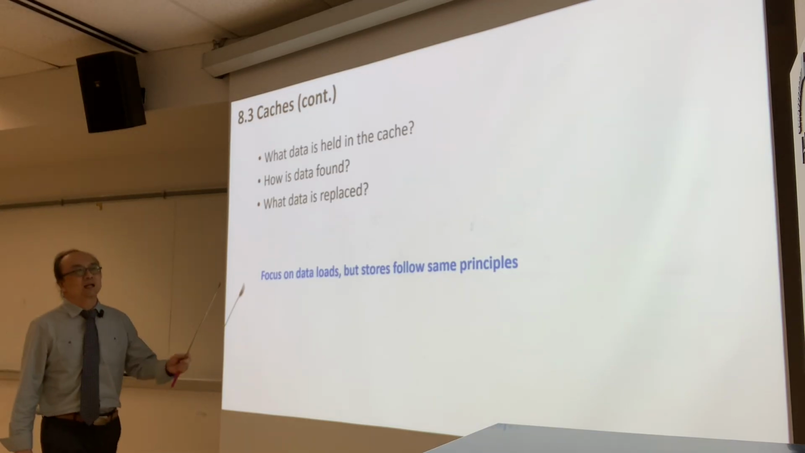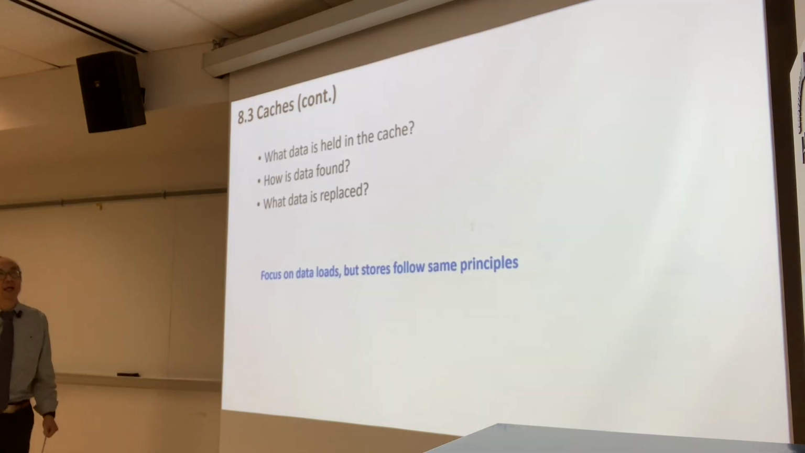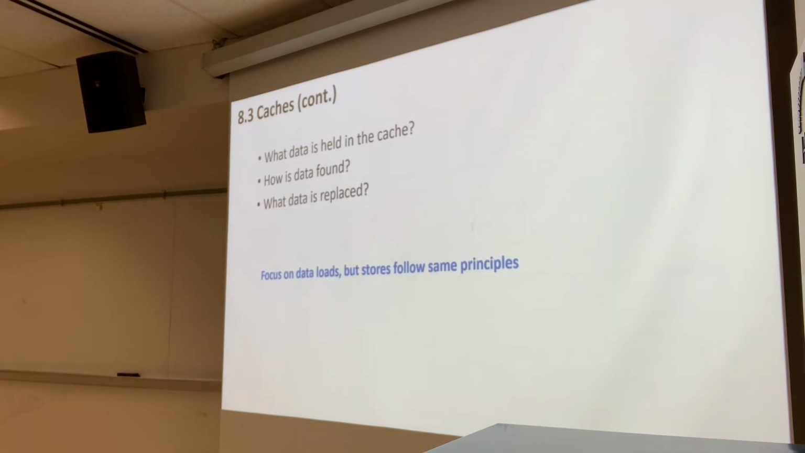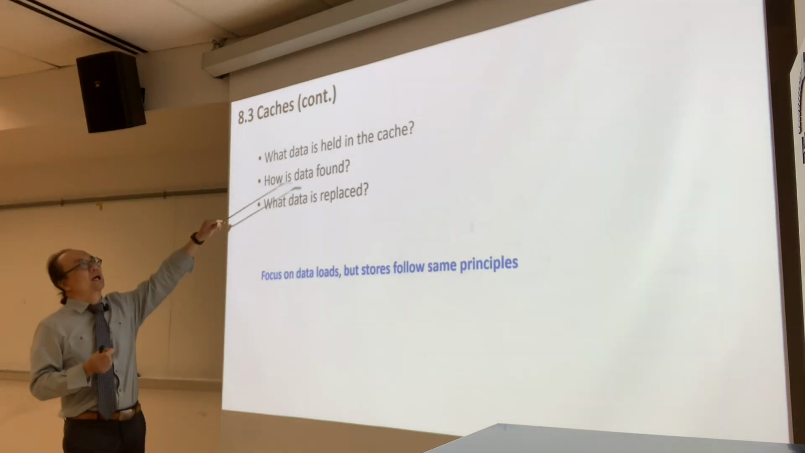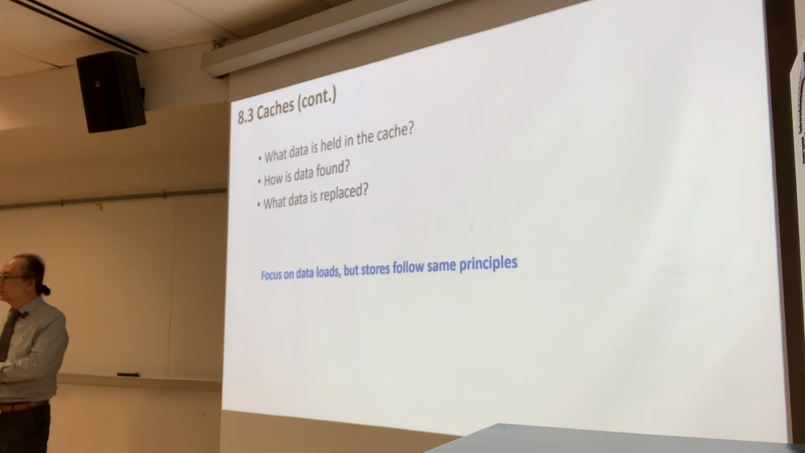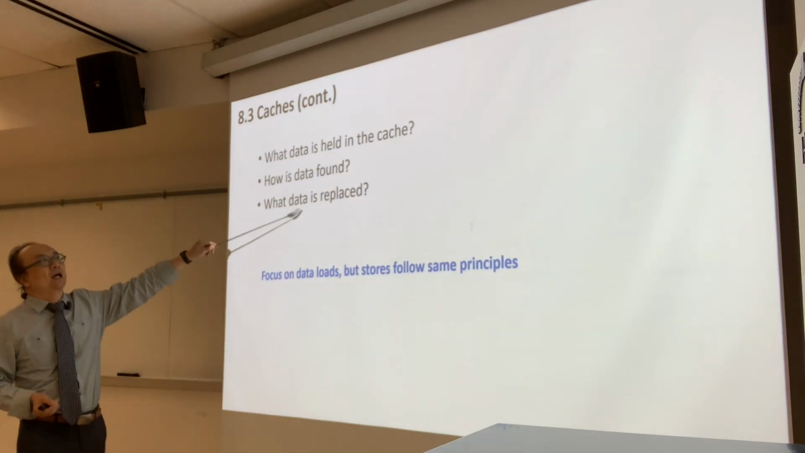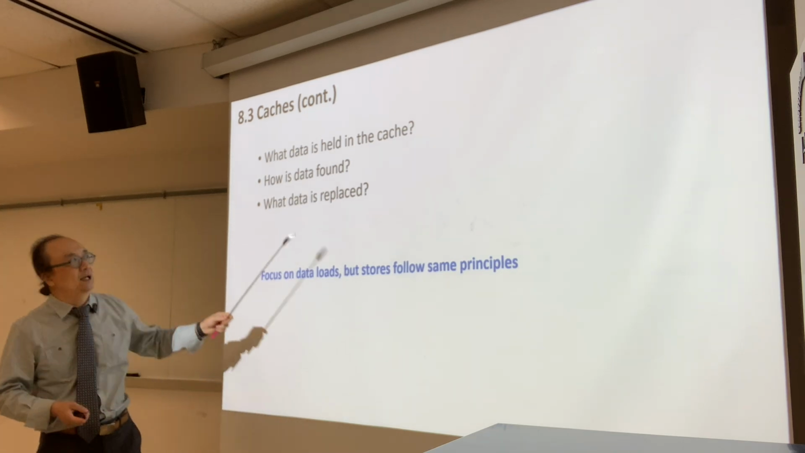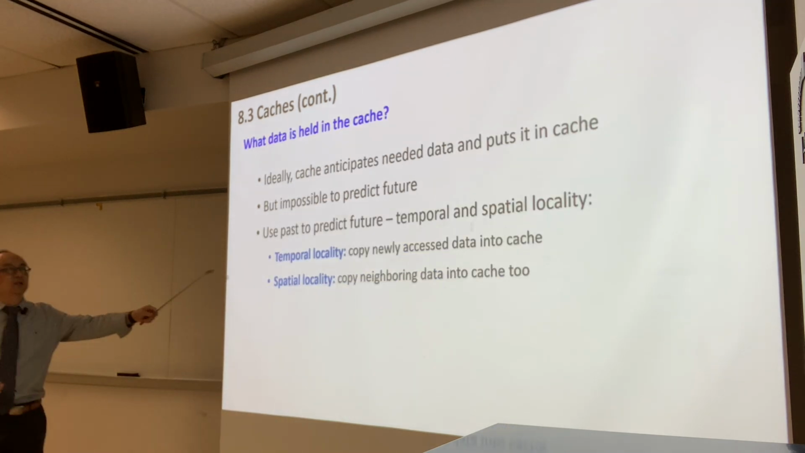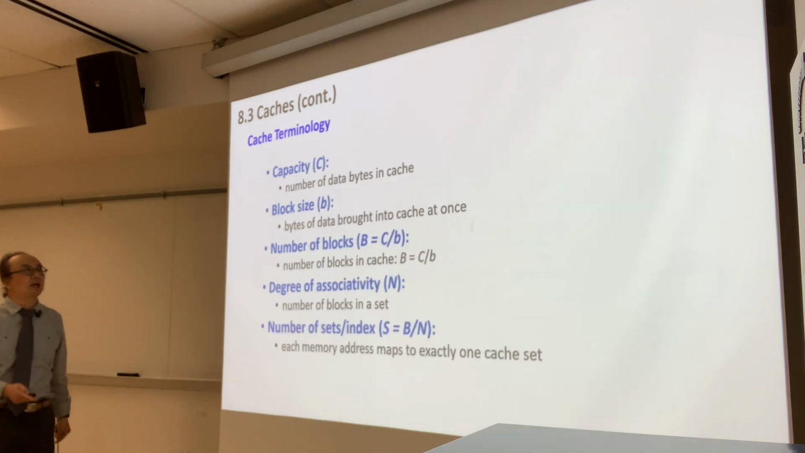So to design the cache, these are the questions that we need to think about. What data is held in the cache? Before going into main memory, I want to see whether I have that information in the cache or not. That's the first one. Second, if the data is in the cache, how do we find it? And then how do we replace it? That's the third one. So we need to consider temporal locality and spatial locality when we design the cache.